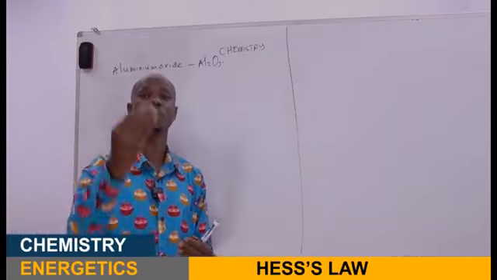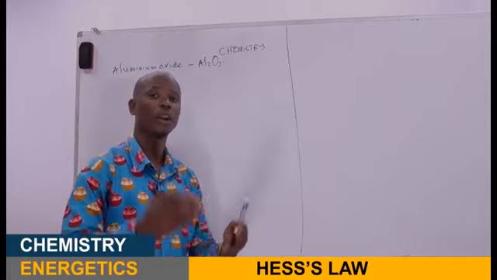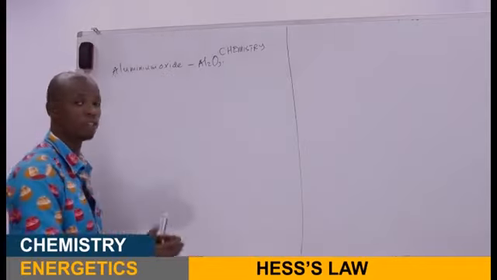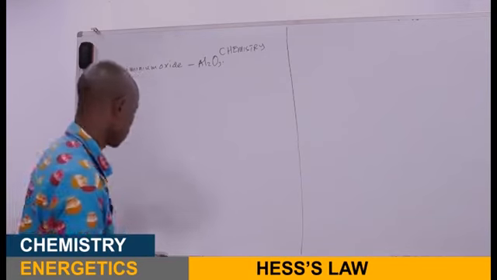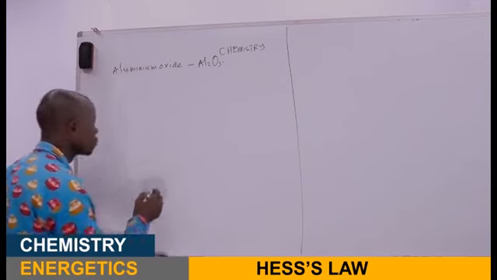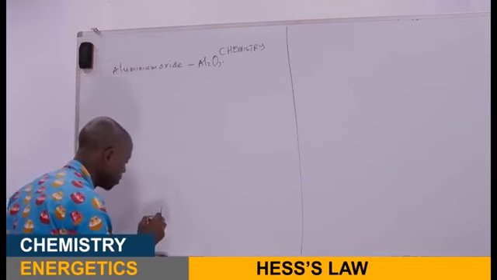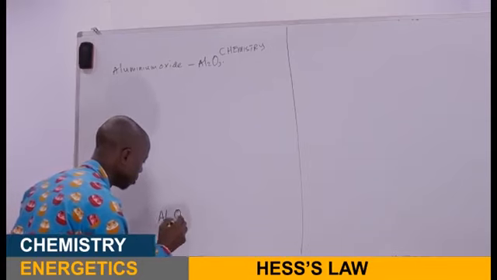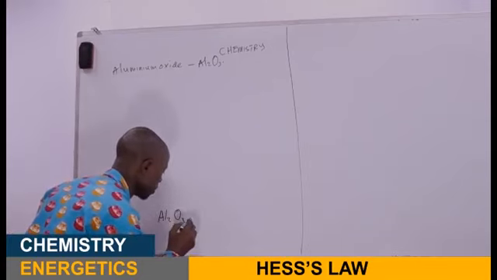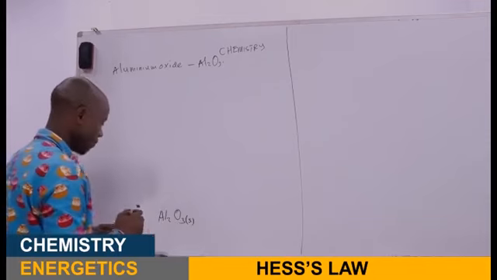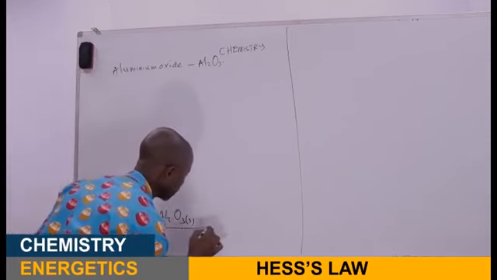Now you start drawing the Born-Haber cycle. Let's be together on how to draw the Born-Haber cycle in the simplest way. What you have to do is write that compound, aluminum oxide, at the bottom here. This is an ionic solid. Then you underline it, you put the line here.